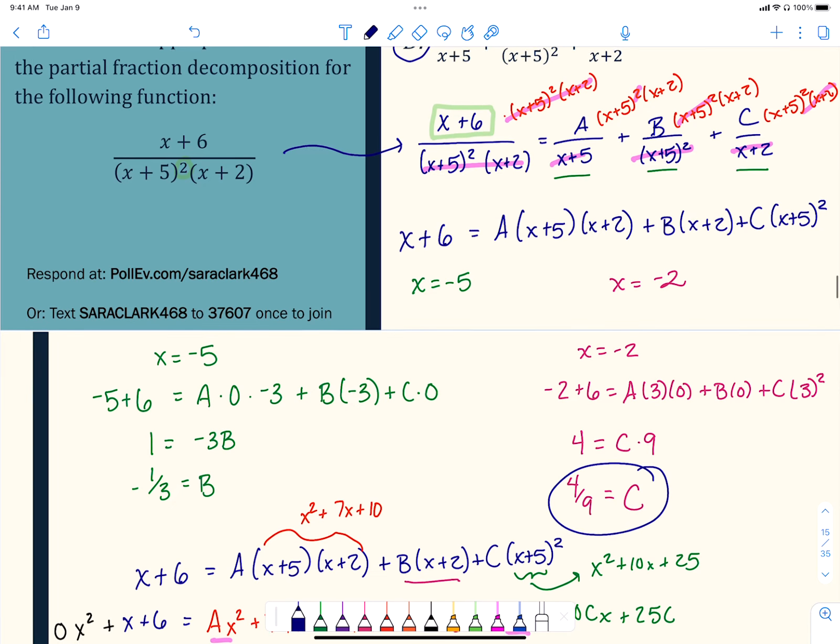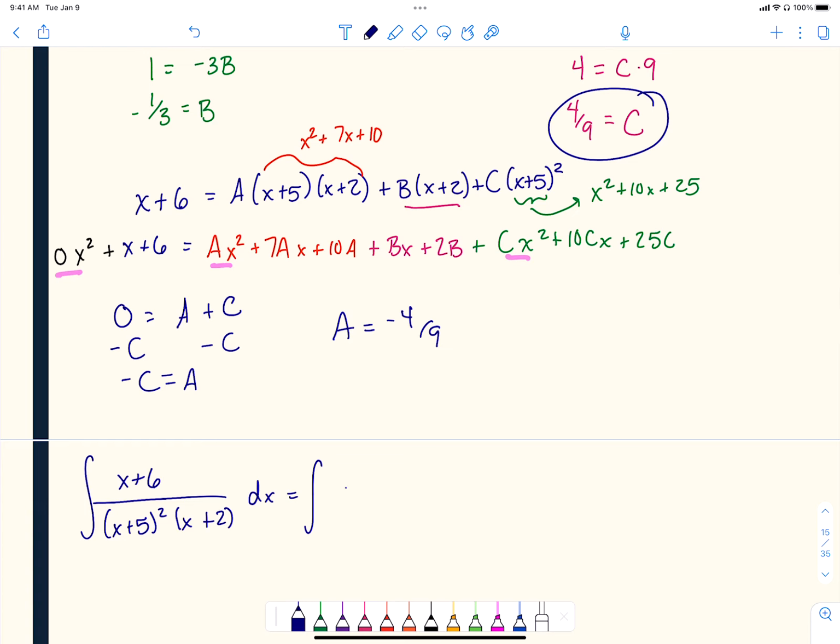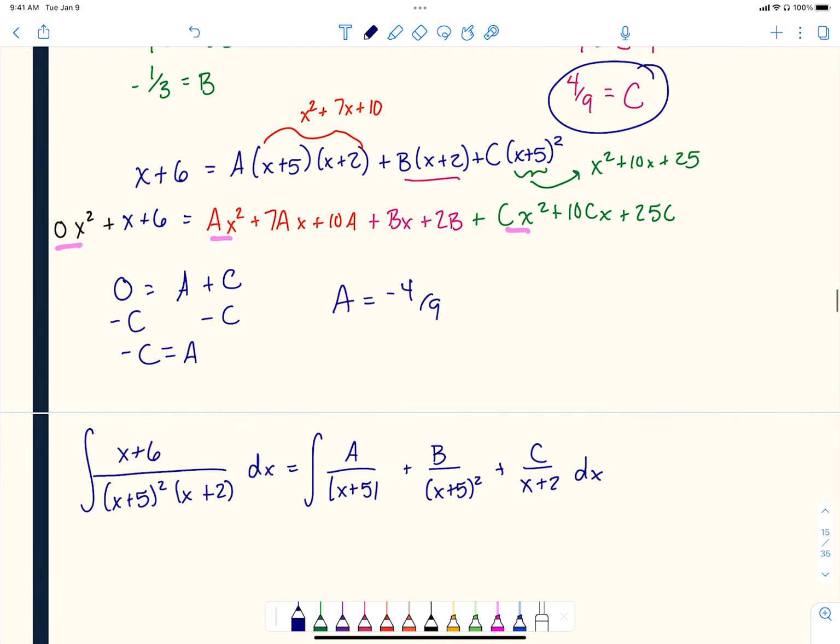All right, so, oh shoot, I wrote all over that. It's all right. So let's see. Our original integral that we wanted to take was the integral of x plus 6 over our three factors, x plus 5 squared times x plus 2, dx. And then we split it up to be a over x plus 5 plus b over x plus 5 squared, and then c over x plus 2. And then we found that a is -4/9.